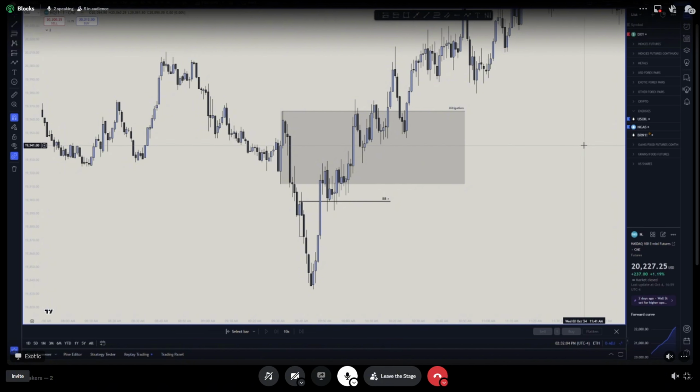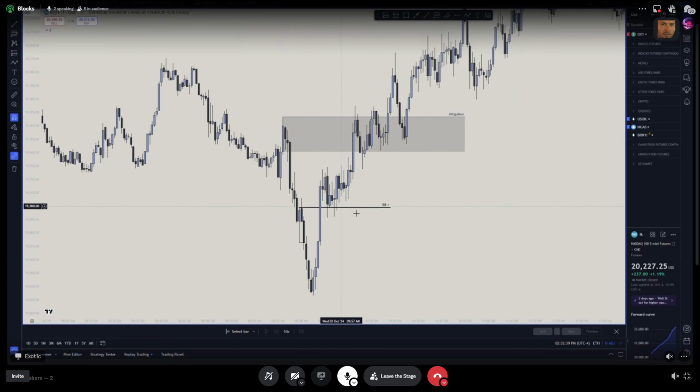Okay. Now, do we have any more questions about any of the blocks at all? For what it's worth, your actual block would be here. My block is a 2-handle candle. Okay, if we don't have any more questions about our mitigation blocks and breaker blocks, I'm going to wrap things up here.